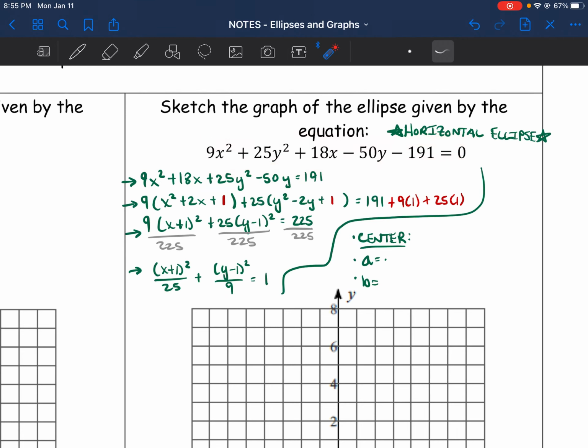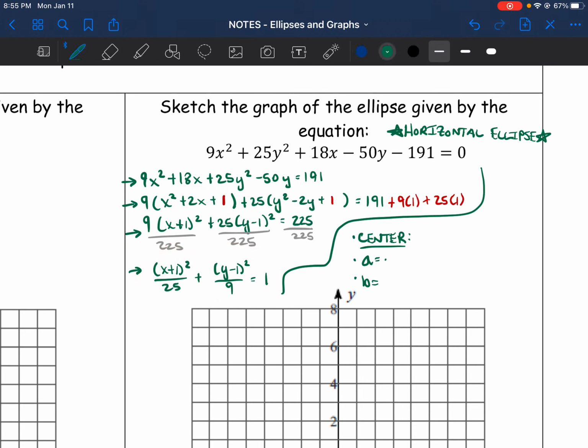But basically, converting from general to standard form, we get (x plus 1) squared over 25 plus (y minus 1) squared over 9 equals 1. So let's go ahead and identify the center, the A term, and the B term. So the center we can see very easily. It's going to be negative 1, positive 1 once we change the signs.